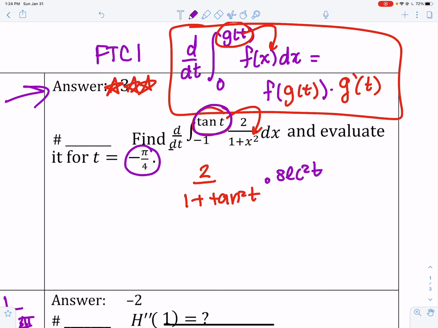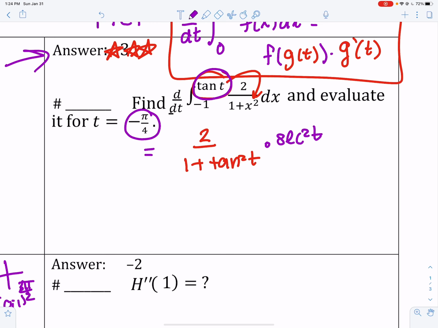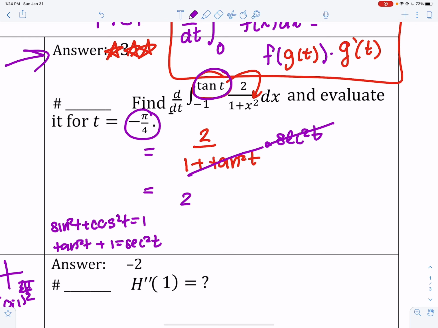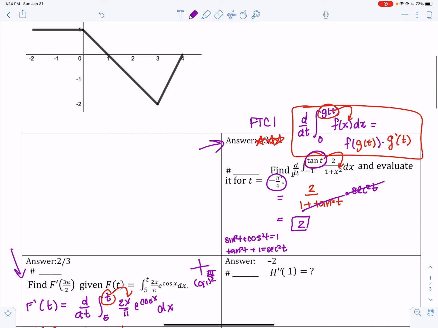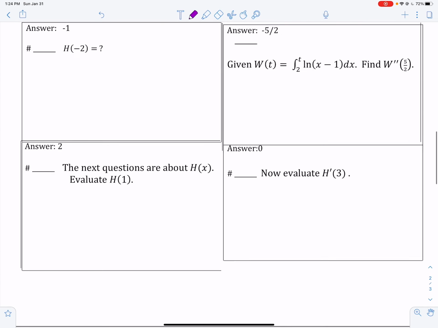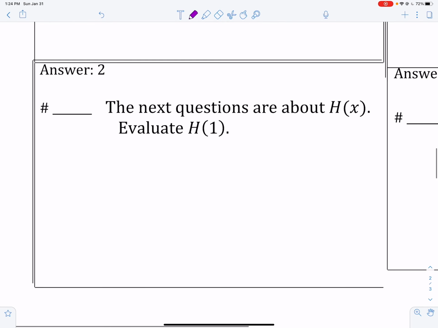Okay. Then we can plug in negative pi over 4, but you can also use the rule that says sine squared t plus cosine squared t equals 1. If you divide everything by cosine squared, you get that tangent squared t plus 1 equals secant squared t. So these actually end up canceling, so your answer is just 2. Alright, so that brings us down to this cell over here.